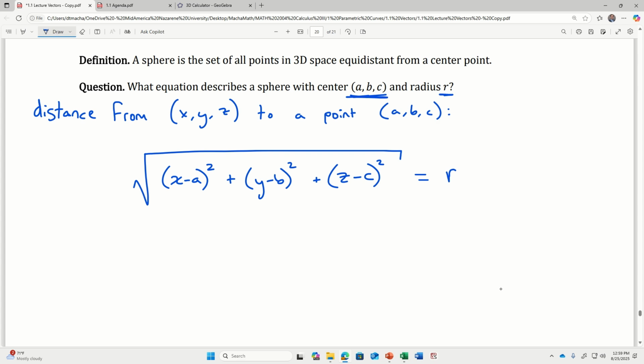Normally, when you see this, we will square both sides and scoot that over there. So normally this is what it looks like. But this equation is going to be the equation that describes a sphere in space.